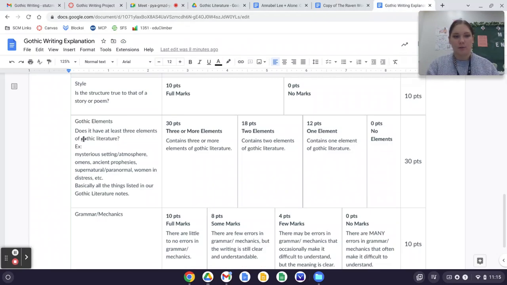Going back to that rubric, I gave examples on the rubric itself too: mysterious setting atmosphere, omens, ancient prophecies, women in distress was very common. Basically all the things listed in those notes I just described. To get full points, you have to have 3 or more of those elements. To get 18 points, you need at least 2. 12 points is if you have 1. And if you didn't write a Gothic story at all, then you get 0 points.